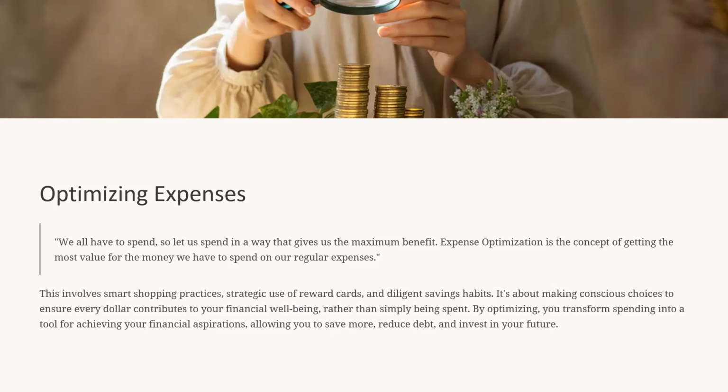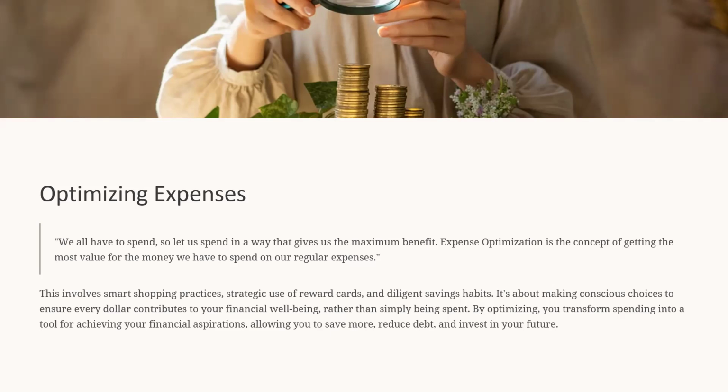All right. So we all have to spend money. So if we're going to spend, let us look at the ways that we can maximize the benefits that accrue from our spending. Expense optimization is a concept of getting the most value for the money that we have to spend on our regular expenses.